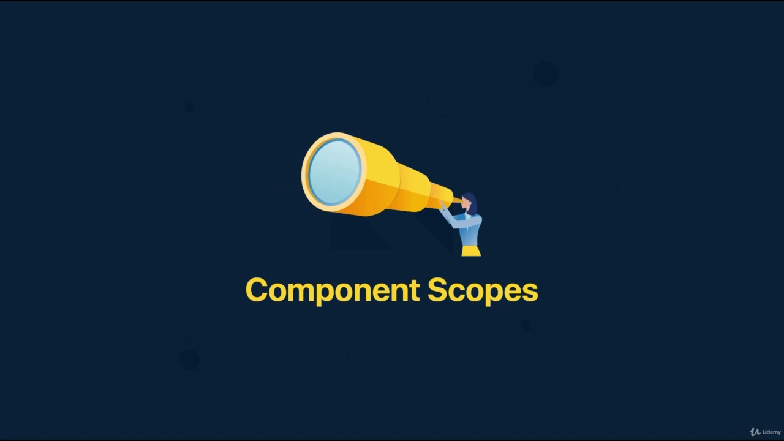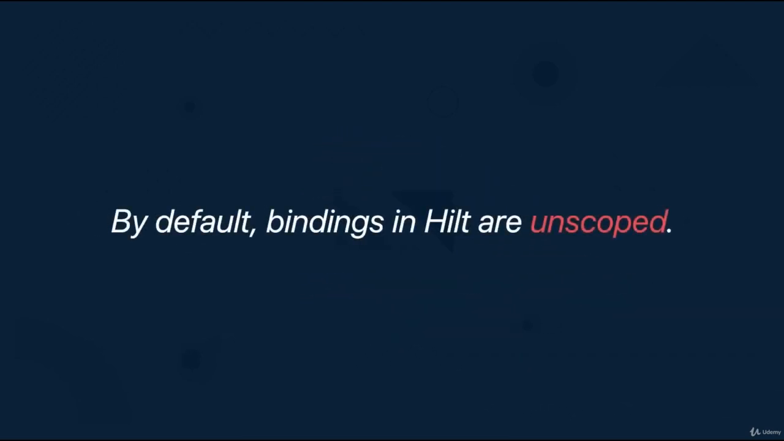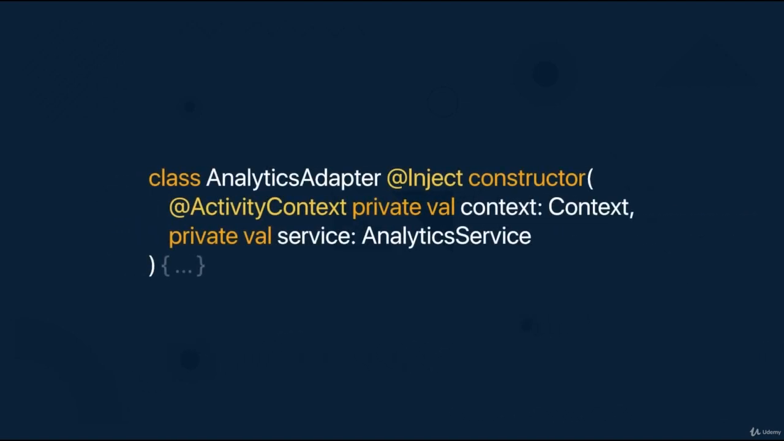In this video I'm going to talk about component scoping in more detail. As I already mentioned in the previous video, by default all bindings in Hilt are unscoped. This means that each time your application requests the binding, Hilt will create a new instance of the needed type. For example, let's take this analytics adapter. Every time Hilt provides this analytics adapter as a dependency to another type or through field injection, Hilt will provide a new instance of analytics adapter, because at the moment this analytics adapter is not scoped to any component.